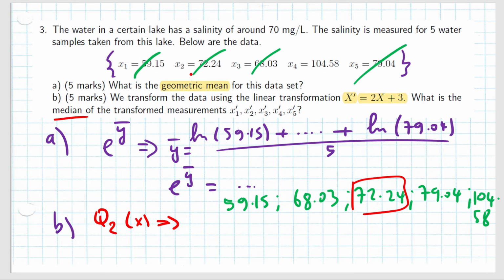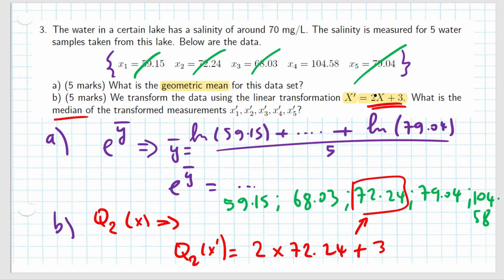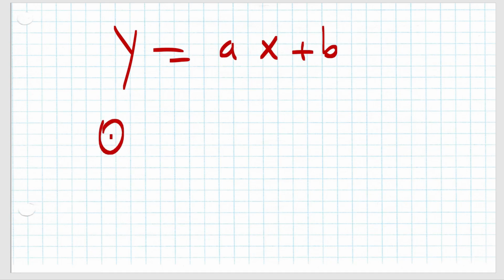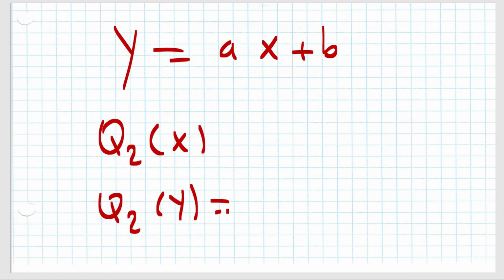That's Q2. But for X, he's asking you the Q2 for the linear transformation. So this is Q2 for X prime. It's 2 times the Q2 for X plus 3. So the idea is this. If I give you y equals ax plus b, and let's say you know the Q2 for X, the question is, how do you find the Q2 for Y? Multiply by A, add B.